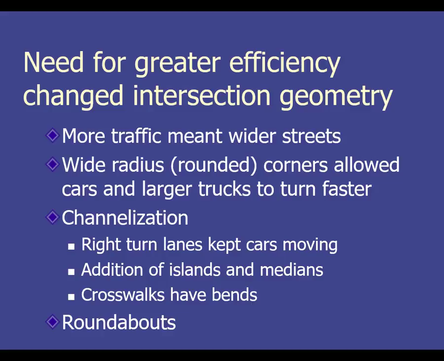More traffic meant busier streets, wide radius corners, and channelization, special channels that would allow cars to make right turns, keep them away from the major flow of traffic. There were islands that were inserted, and crosswalks are no longer always straight. They sometimes have bends, and we even have roundabouts. We'll be talking about all of these things.